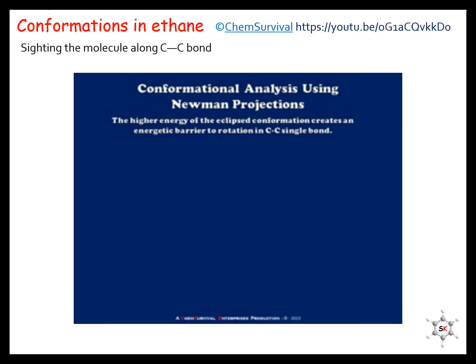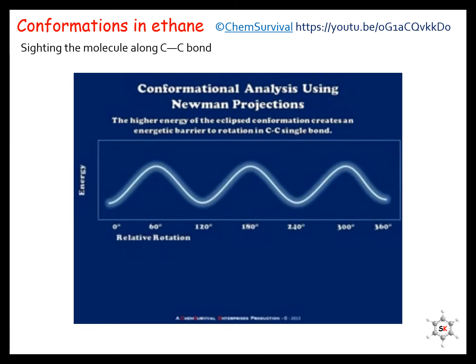Okay, so let's get down to business now. When you turn in your book to the Newman projections page or chapter, you're almost certain to see a diagram which looks like this. This diagram relates the relative energy, or free energy, of a rotameric state as a function of the relative degree of rotation along the carbon-carbon bond. Now, what's trying to be shown here is the following.